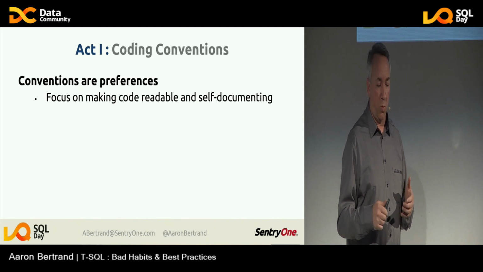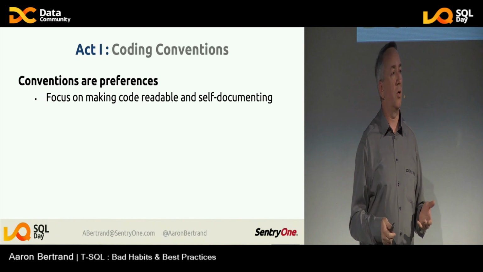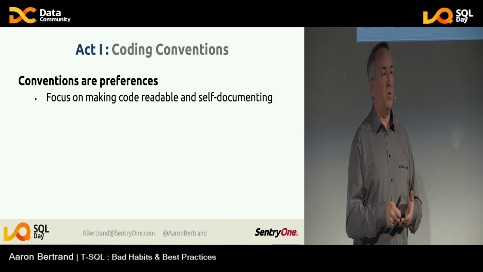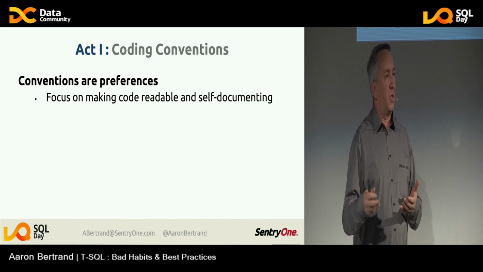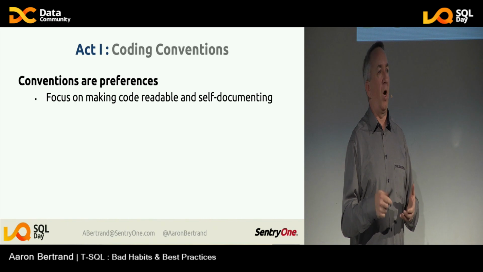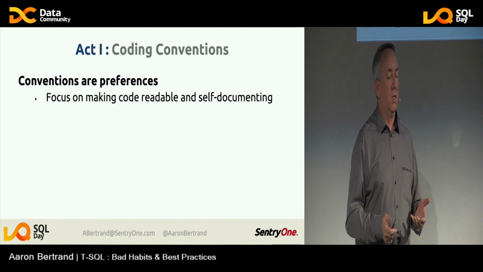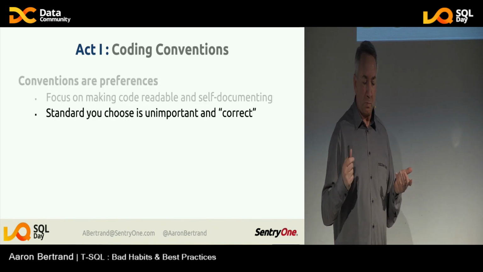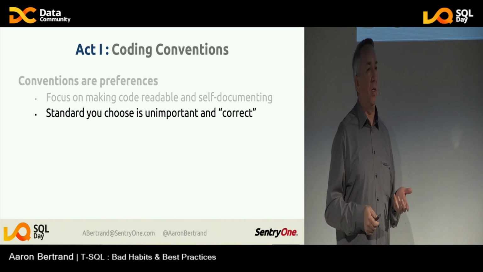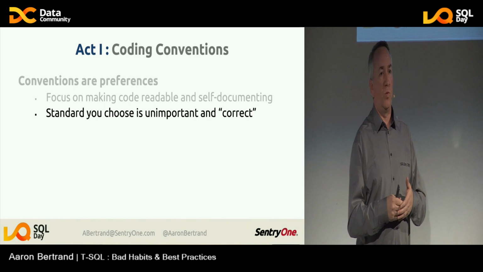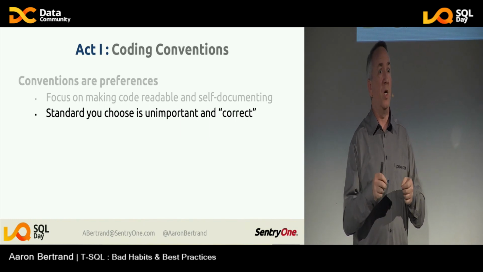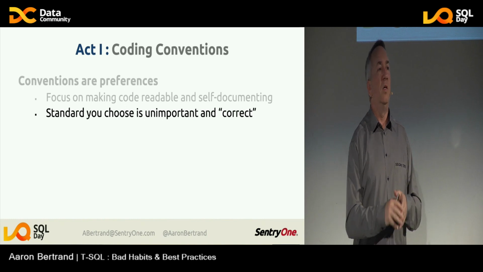What I always try to tell people is just make sure that your code is self-documenting. You shouldn't be making obscure, cryptic, or ambiguous names of things that require comments for someone to figure it out. And I always say that the actual standard you choose isn't important. If you want to name all of your stored procedures USP underscore whatever, that's fine.